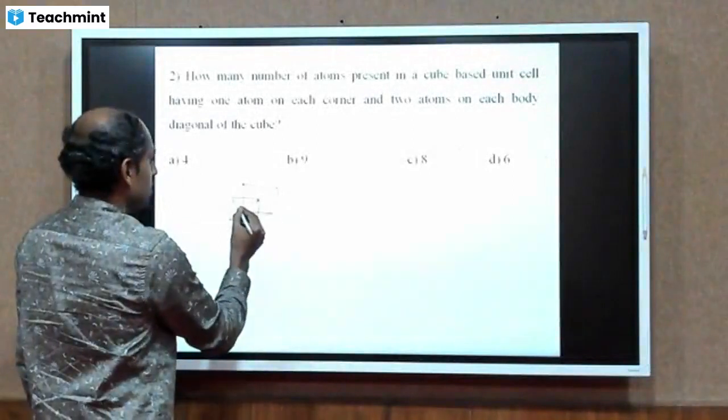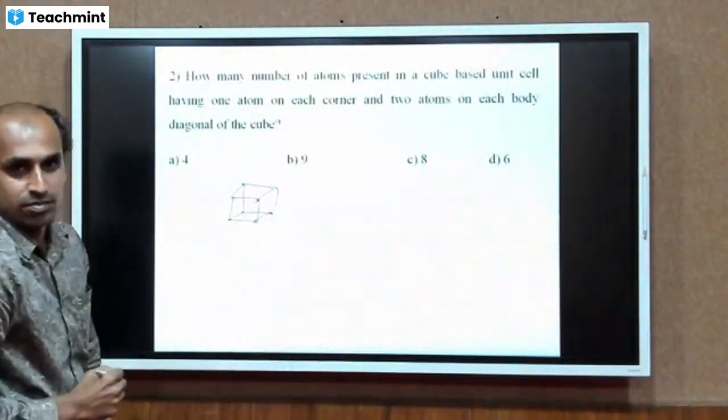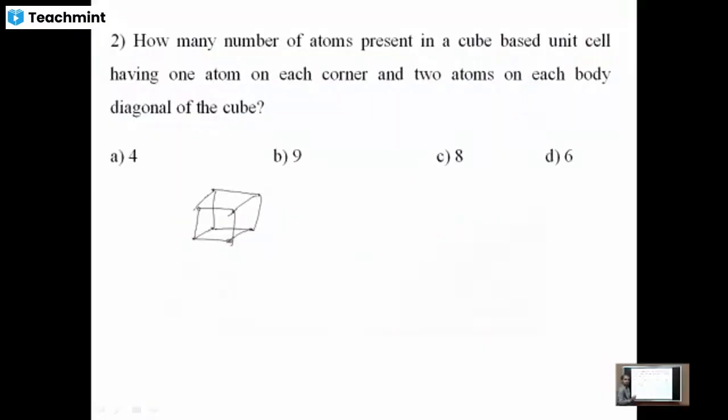How many number of atoms present in a cube-based unit cell having one atom on each corner and two atoms on each body diagonal of the cube? Let us draw one cube. What is given here? One atom on each corner. We know there are 8 corners in a cube. Each corner is occupied by one atom. And we know each corner of a cube is shared by 8 unit cells. Therefore, contribution of each particle per one unit cell is 1 by 8. There are 8 corner particles, each having contribution of 1 by 8. Therefore, total contribution due to all these corner particles is equal to 1.